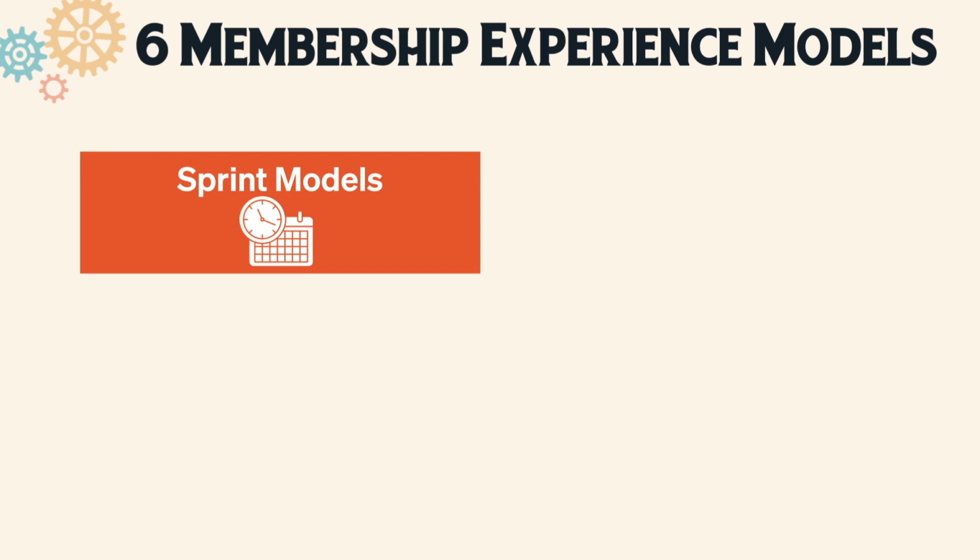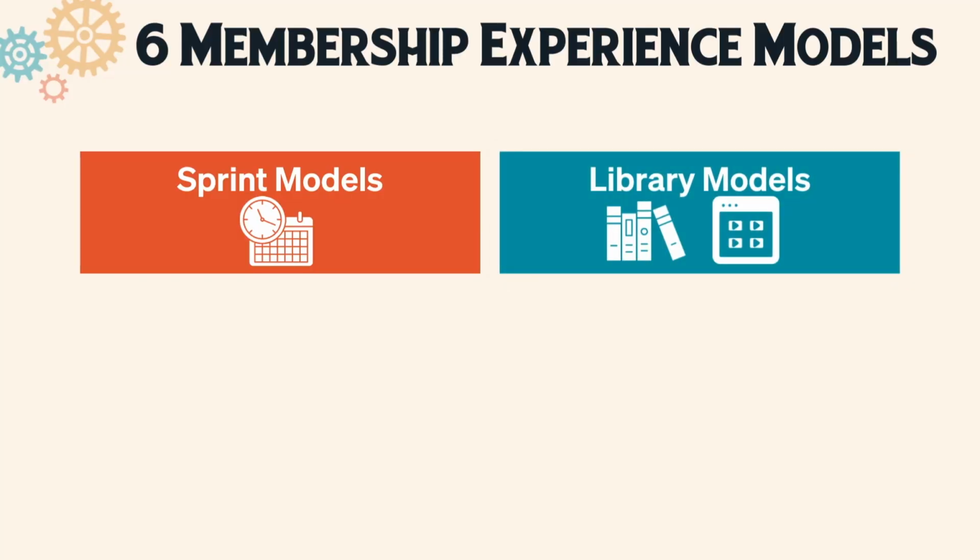Model number 1, the sprint model. This is where you inject a ton of momentum. It's similar to the obstacle course, and we're going to break that down here in just a second. Model number 2 is the library model. This is normally where you put all of your resources and all of your backlog of content, and people can peruse at their leisure, like the library model that I used in the example of experience.